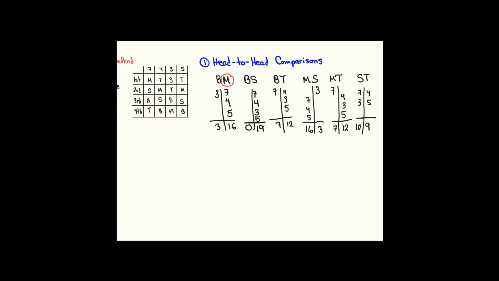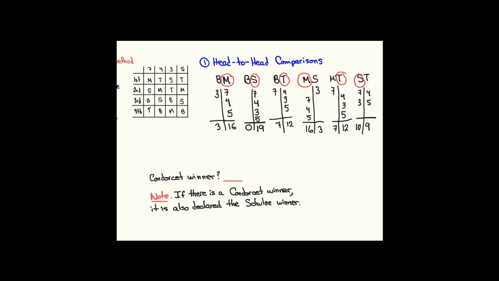versus 9. So the winners of each pair are M in the first pair, S in the second one, T in the third, M in the next one, T in the next one, and S in the last one. Now we ask, is there a Condorcet winner? Let's look at all the pairs and see if there is one candidate, in this case one hike, that wins in all its pairs. And we can quickly see that that's not the case. B loses in the first 3 pairs, S, M, and T lose in the other pairs. Therefore, there is no Condorcet winner.